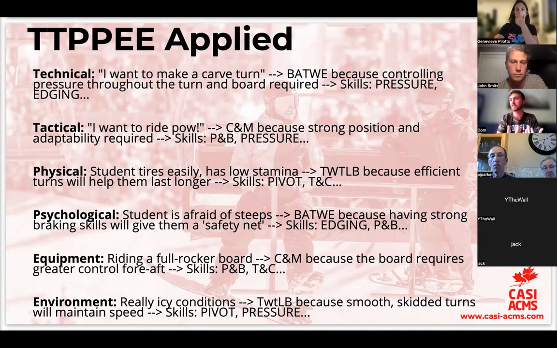Psychological factors, students are afraid of steeps. They're not comfortable on steeps. They have this feeling that they might go out of control. We're going to work on balance along the working edge there, because if they have a strong braking skill, they're able to stop themselves at a moment's notice. They can do a hockey stop, as skiers would say. They'll feel a little bit safer about going into a steep situation and picking up speed because they feel like they have a safety net, right?